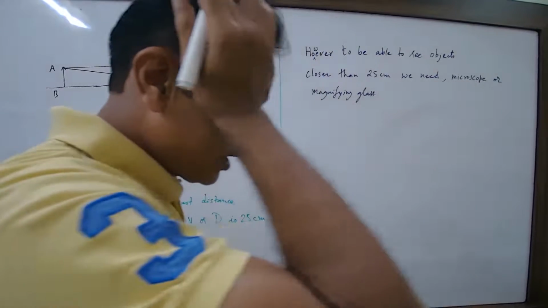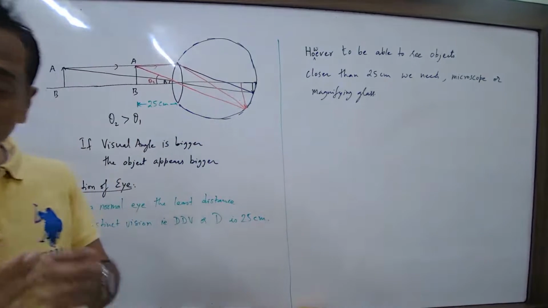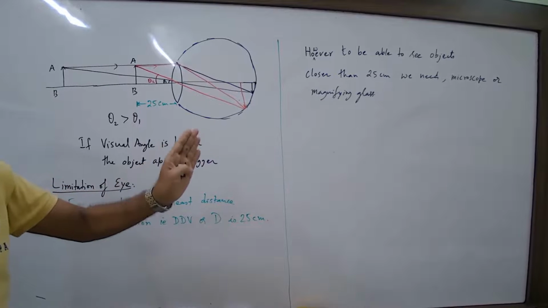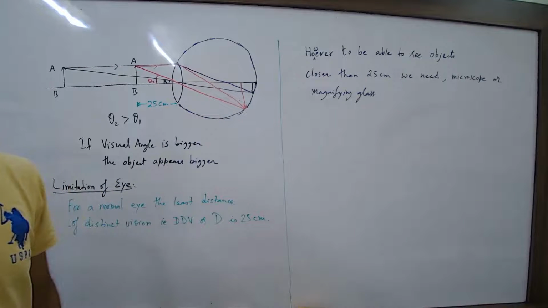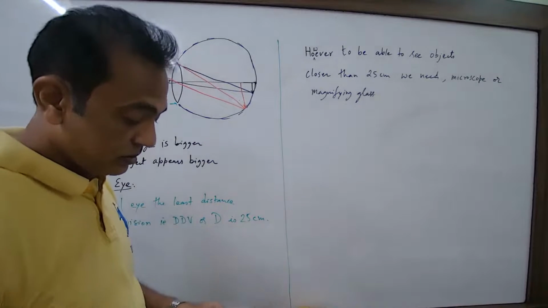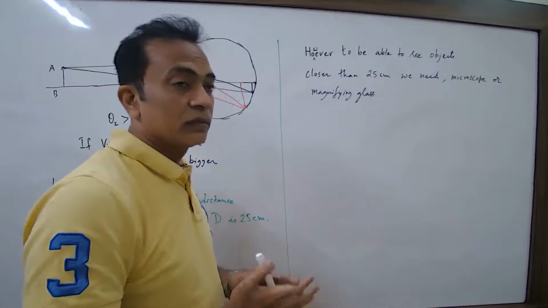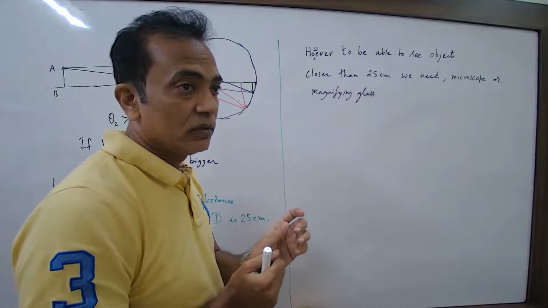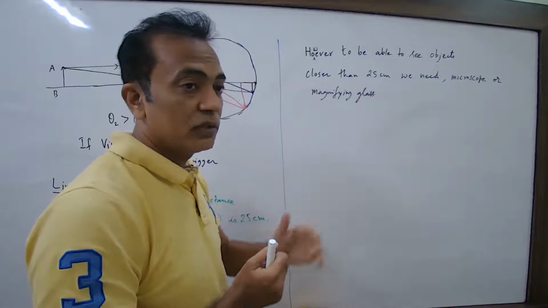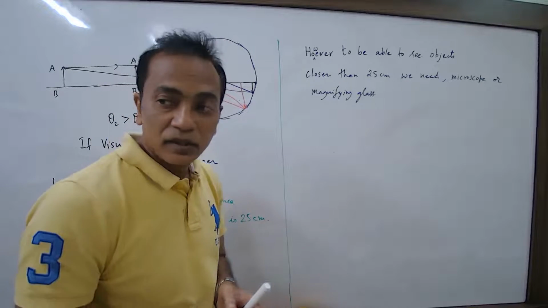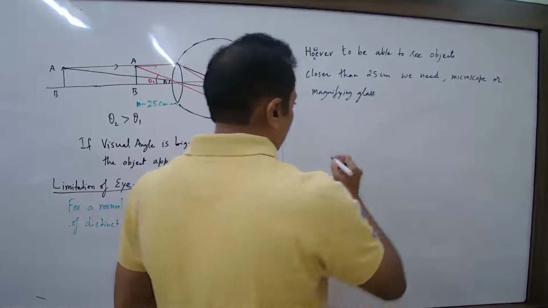Now recall the ray diagram where we get a magnified image when the object is very close to the lens. When do we get a magnified upright image? When the object is very close to the lens, meaning when it is kept between the focus and the optical center. So that is in the case of a convex lens, right?